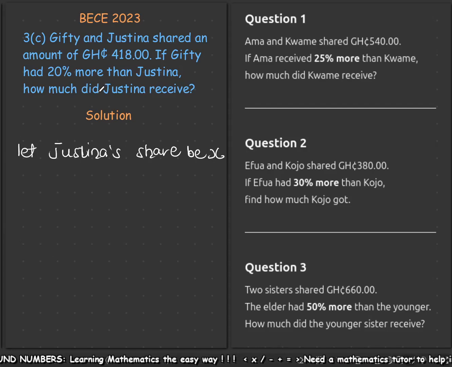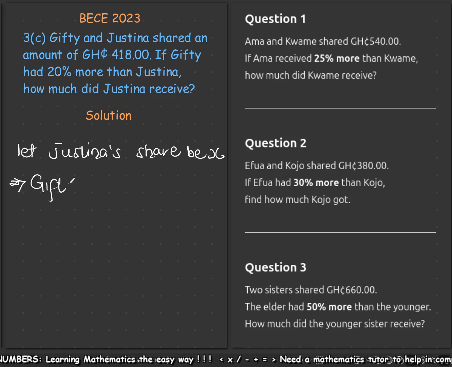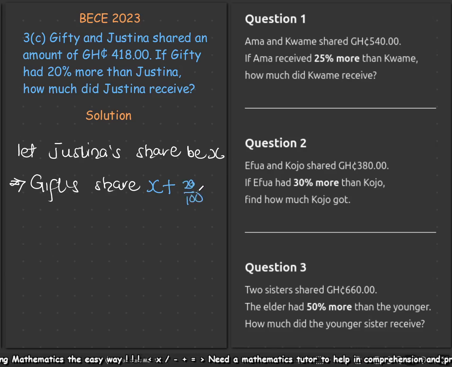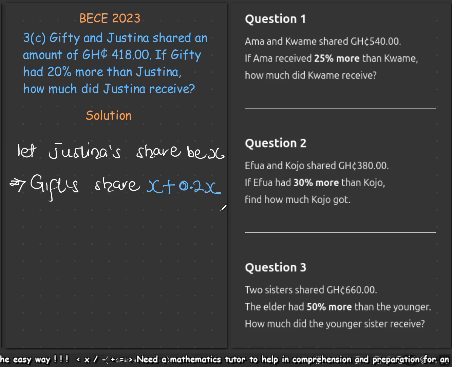Now, if Gifty is getting 20% more, then it implies that Gifty's share, she first of all has Justina's share, which is X, plus 20% of it again. So plus 20%, that is 20% of X. This is what we have over here. And 20% we know we can just write as 0.2. So instead of 20 over 100, which is too bulky, let me just write 0.2 of X. So this is what we have.